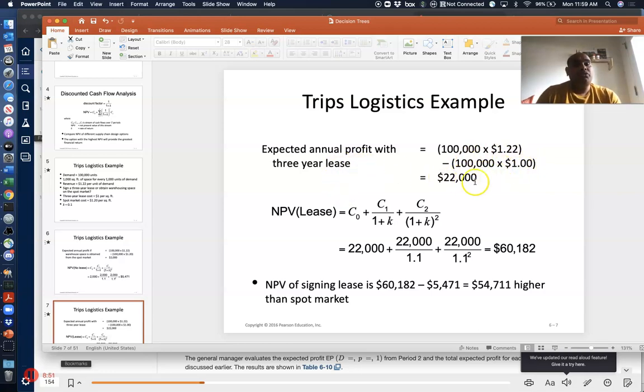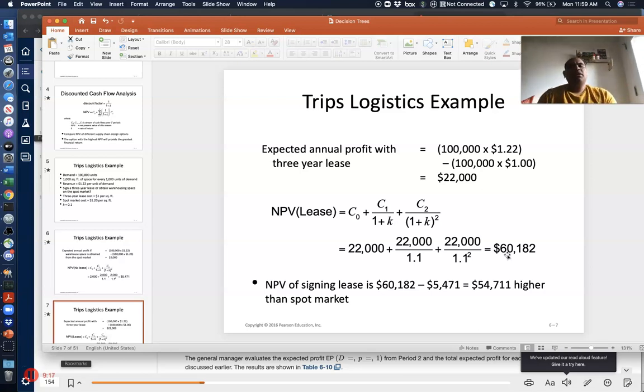So you'll make $22,000 per annum. It'll be $22,000 right now, plus $22,000 1 year in the future, divided by 1 plus K. K is 0.1, so 1 plus K is 1.1, and then 22,000 2 years into the future. And so the net present value of all of this put together is $60,182. That's how much money you're going to make by signing a fixed 3-year lease.